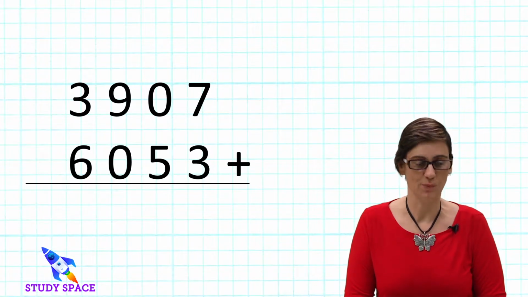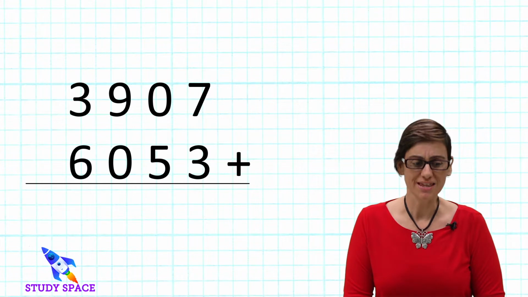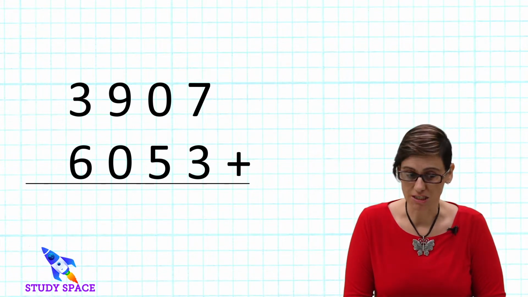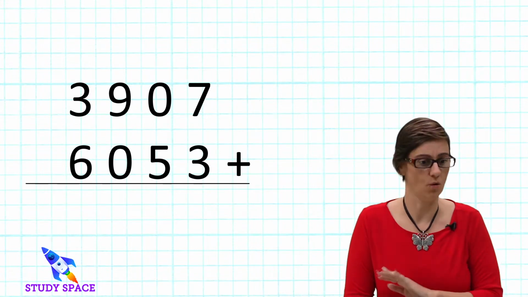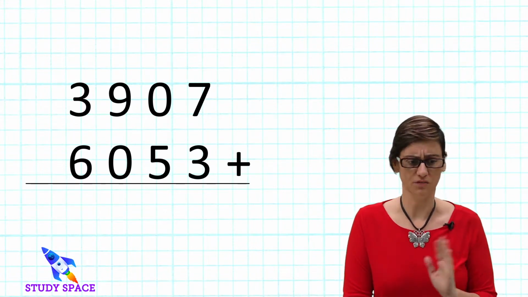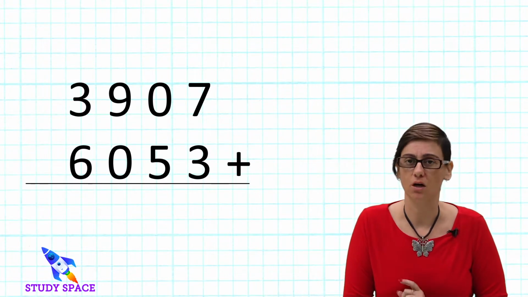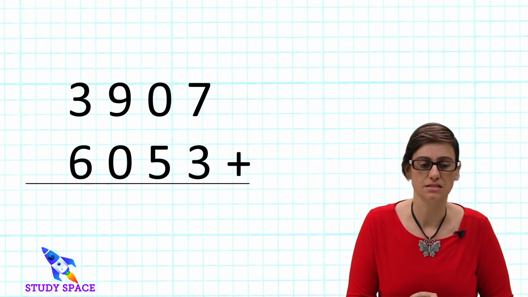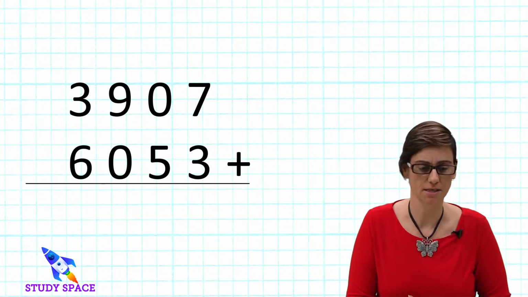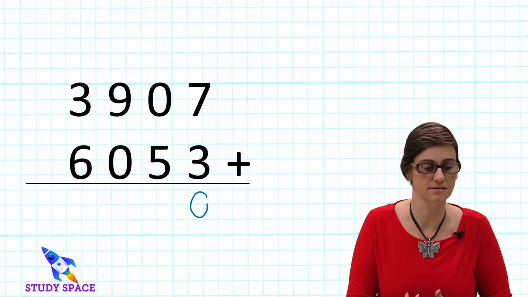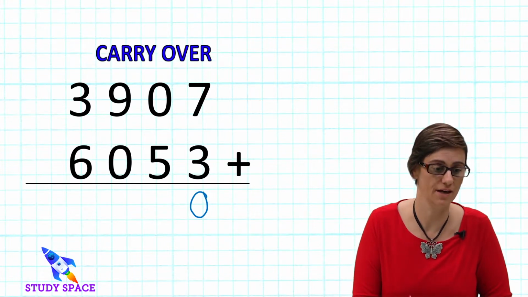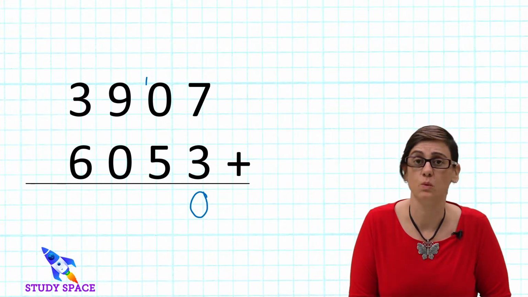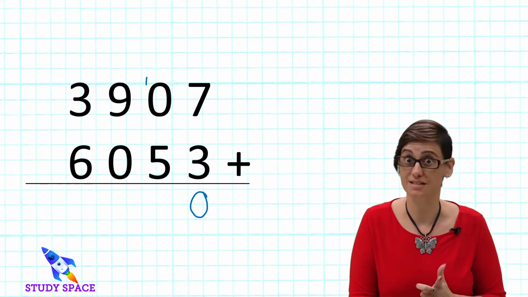Okay, so our next example, boys and girls, is 3,907 plus 6,053. So they're all in the thousands. We've got our columns. So let's deal with one column at a time. So our first column is the ones column. So it's 7 plus 3, which is 10. So we need to put our 0 under there and we carry over our 1. So we've got 5 plus 0 plus 1 is 6.